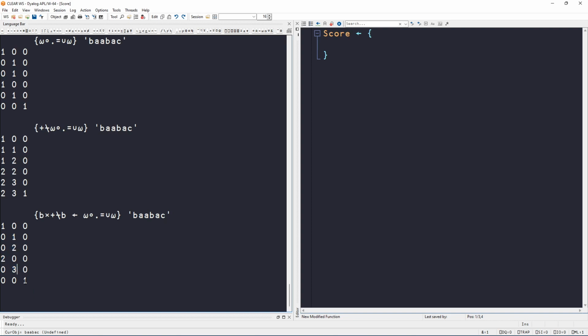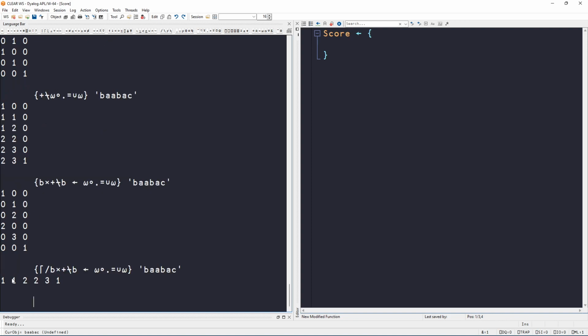But how can we do that? Because these counts are in different columns. Well, what we can do is, if we do a max scan over the rows, each row has one number and a bunch of zeros. It has a positive number and a bunch of zeros. So if we do the max reduce along the rows, this gives us the unique counts.